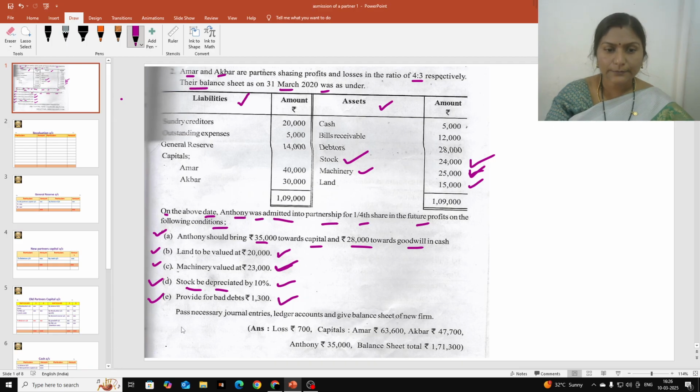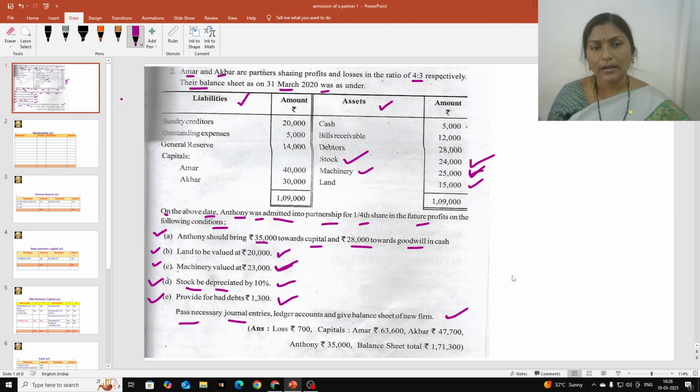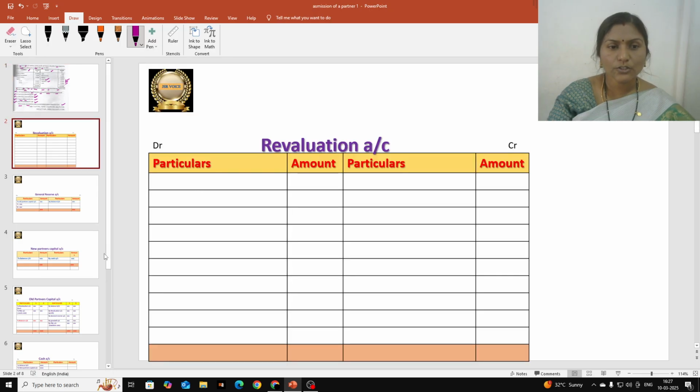So what they said here: pass necessary journal entries, ledger accounts and give the balance sheet of the firm. Let us first prepare all the accounts. Later on you can write the journal entries. Let us go to the first account. What is the first account that we are going to prepare? We are going to prepare the revaluation account first. You already know that, I explained it in the previous lecture. If anyone did not watch the previous lecture, first watch that. All the formats I explained there, watch that and then come to this class, then only you will understand.